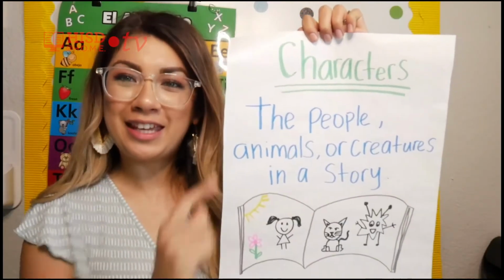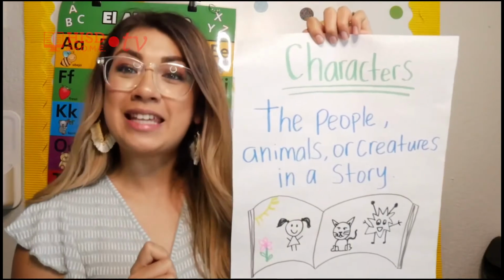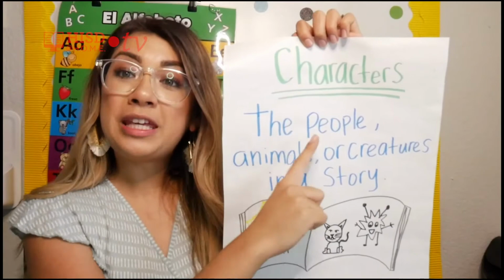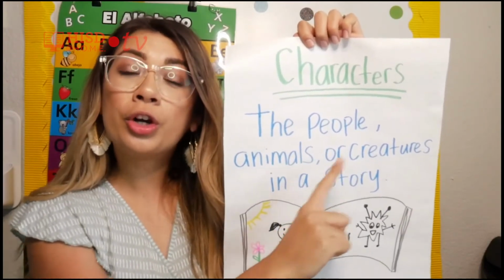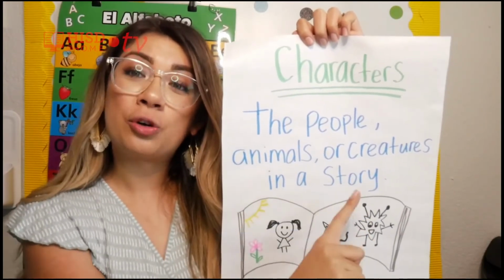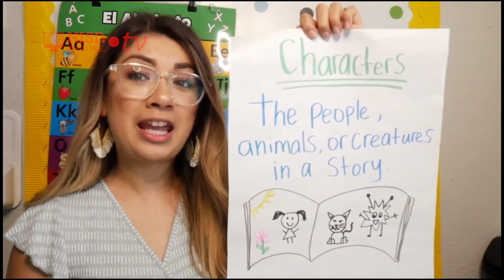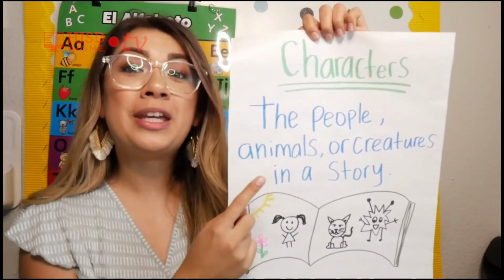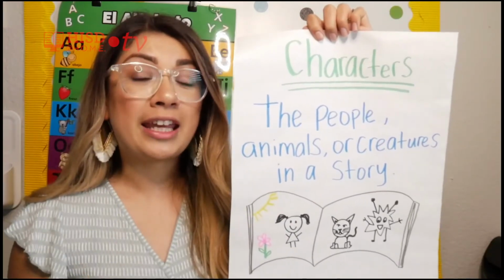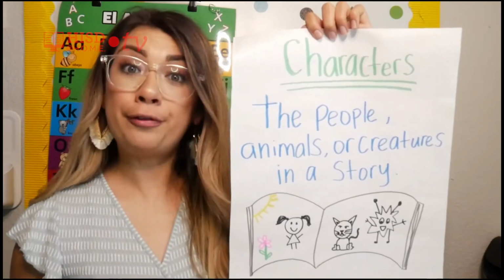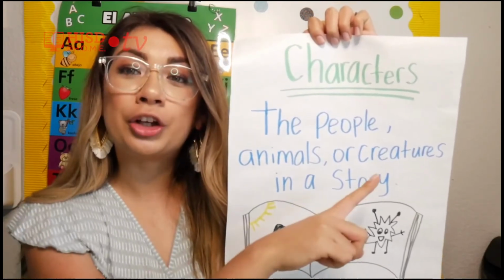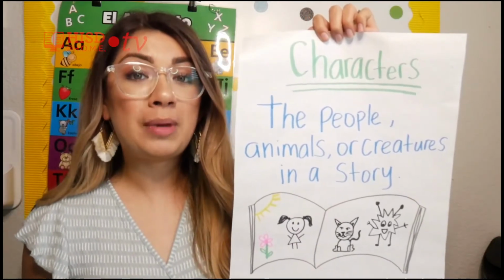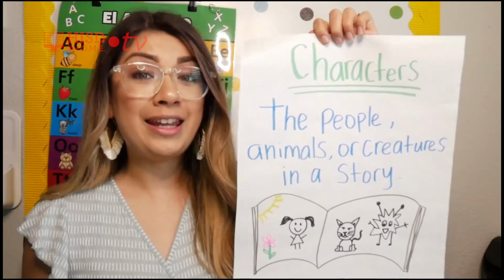Characters, say that with me. Characters. Say it again. Characters. Very good. Characters are the people, animals, or creatures in a story. So a character could be a person, people like you and me. Could also be animals, just like a cat, maybe a dog, maybe a frog. Could also be a creature. But what is a creature? A creature could be maybe a monster or an alien.